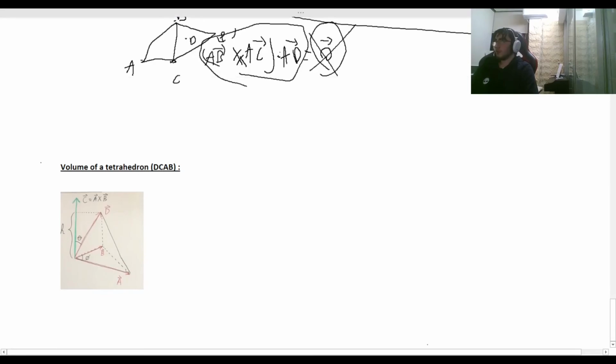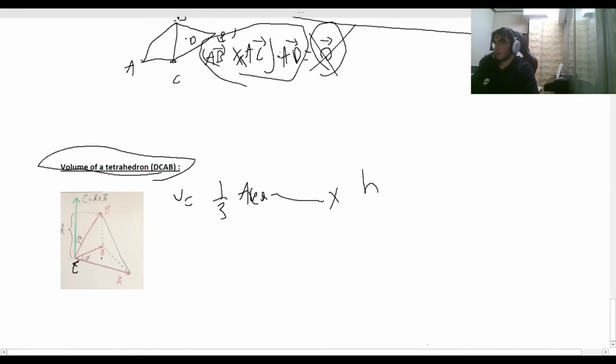Okay, so the volume of a tetrahedron DCAB. Okay. The volume of any tetrahedron is equal to 1 over 3 the area of the base times the height perpendicular to the base. So this height for instance, or this height. So it's equal to 1/3 the area of the base. The area of the base right over here is equal to AB vector cross AC vector over 2. Why is it over 2?